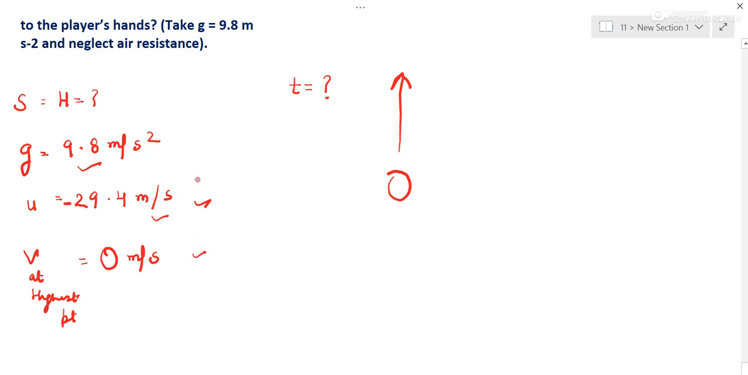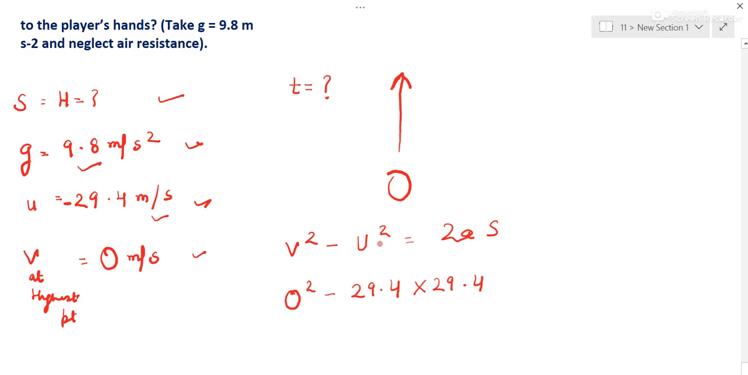Now u, v, a, s, you can use third equation. V square minus u square is equal to 2as. V square is 0 square. U square is minus 29.4 and 29.4. Negative square will be positive. So this negative will be as it is 2. Acceleration is 9.8. S can be calculated, which is height. So calculate and report.